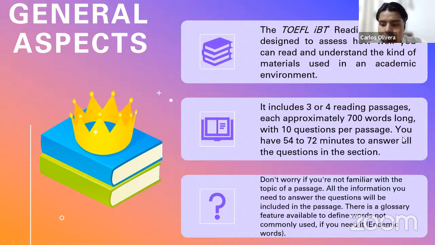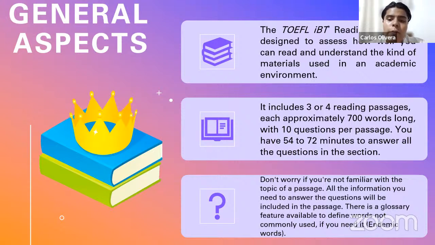Now, there is something here that I would like to explain. Notice that it says from 3 to 4 reading passages, right? Each approximately 700 words long. Now, this is very interesting. Why? Maybe you notice here, it says from 3 to 4 reading passages.